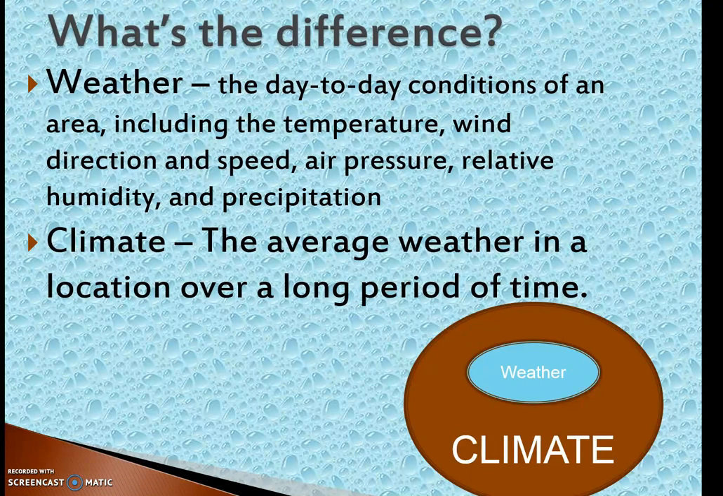Just as a review from earlier lessons, what's the difference? Weather is the day-to-day conditions of an area. The temperature, the wind direction and speed, air pressure, relative humidity, precipitation, things like that. Whatever you see when you look outside your window at that moment. Climate is the average weather in a location over a long period of time. So even though it might be sunny in a place one day, that place's climate might generally be cloudy. So it's the long-term average of the weather, and that's what we're going to be talking about today.